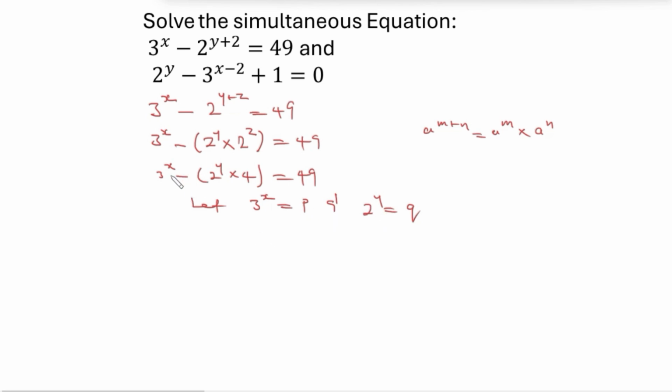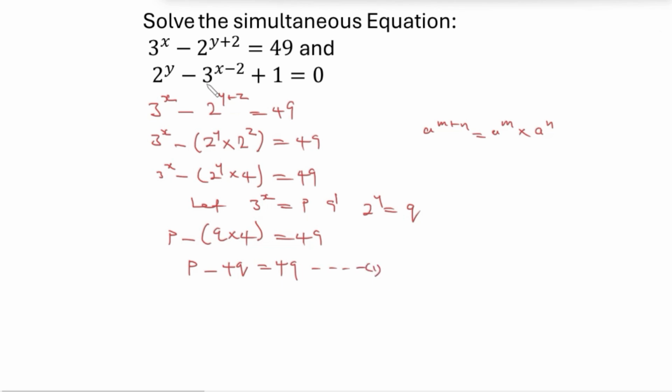So here we're going to substitute 3 raised to the power x with p and 2 raised to the power y with q. So we write here p, instead of writing 3 raised to the power x, we write p minus 2 raised to the power y, and we said let 2 raised to the power y equal q. Q times 4 is equal to 49. We have now p minus 4q, since q times 4 is 4q, is equal to 49. So this is our first equation. We're going to solve simultaneously.